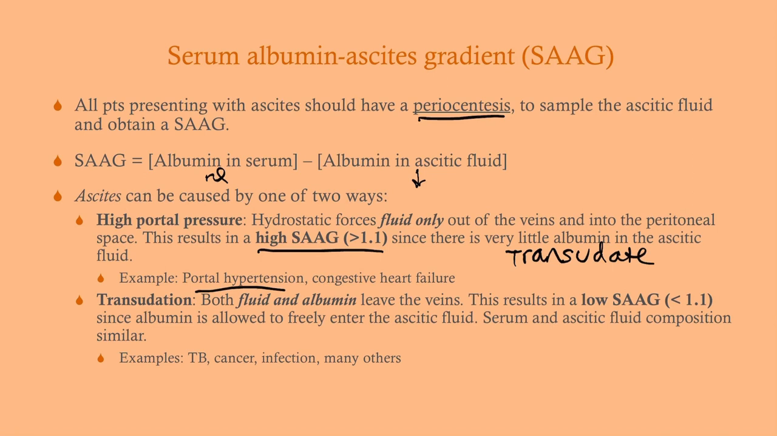Now, on the other hand, and this should say exudate, not transudate, if you have an issue with the vasculature, or anything that's pushing protein out of the bloodstream and into the ascitic fluid, then you're going to have a low SAAG. So in other words, what's happening is that the albumin is normal or maybe a little low, and the ascitic fluid is going to be relatively high. And so this SAAG is going to be relatively low. It'll be below 1.1, and that points to an exudate.